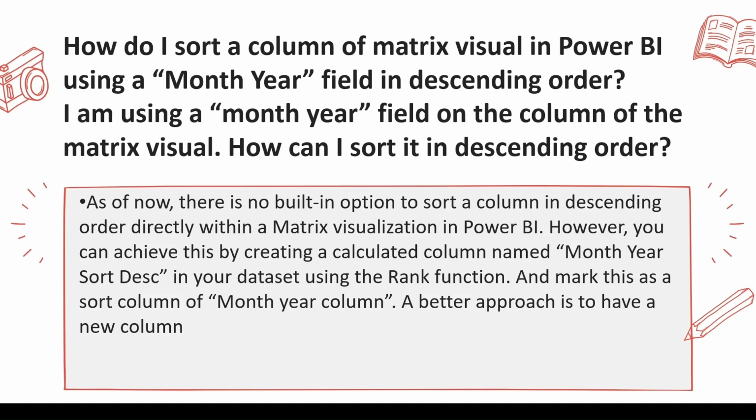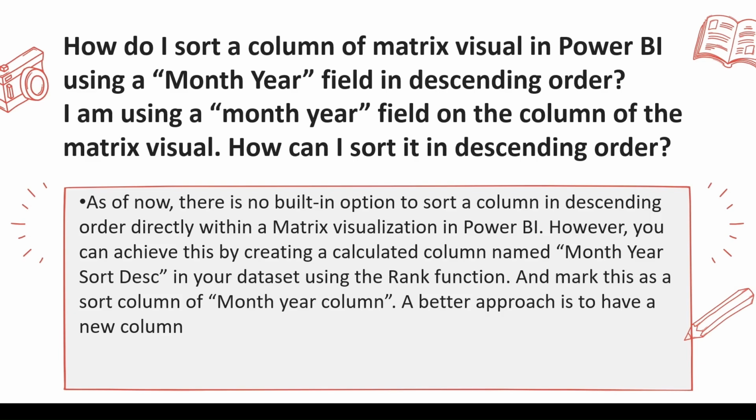So in a matrix visual, a column field usually sorts itself ascending or based on the sort column, and we want to change this behavior. Now to do this, there is no built-in option. So I don't have something where I can go ahead and say sort descending. In the case of a matrix visual, we don't have many options for changing the sorting on the column fields, whether it is the order in which we want to sort or the columns which we want to choose for the sorting. So we have to do a little trick to do the descending sort.